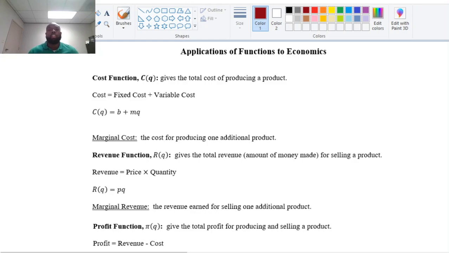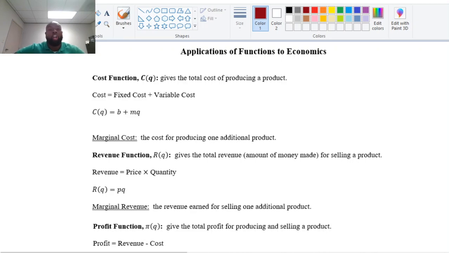In this video, we're going to talk about applications of functions to economics. Our focus here is to learn about and introduce some economic terms and apply some algebra to those economic terms. We're going to first start with talking about cost, revenue, and profit.